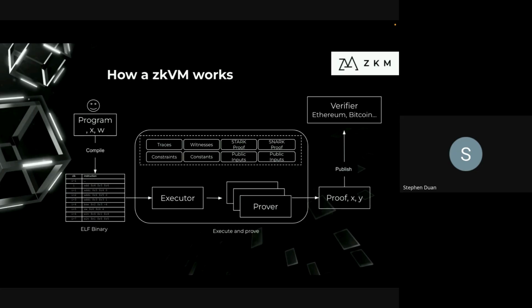Then we use proof aggregation and proof recursion to generate the final proof. Sometimes we need to verify those proofs on chain, so we use STARK to SNARK. That means we can compress the proof to a small proof size and make sure it's efficient to verify on the blockchain.